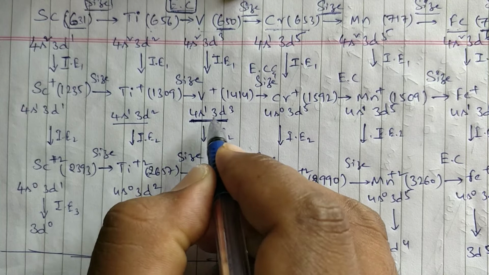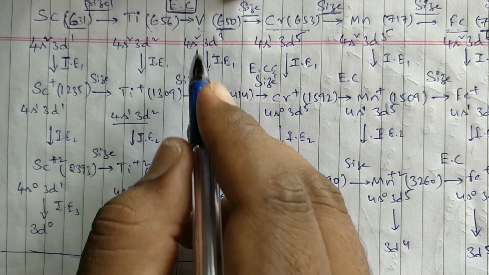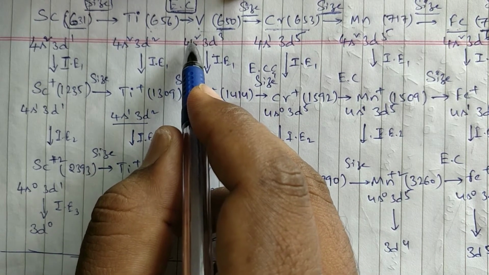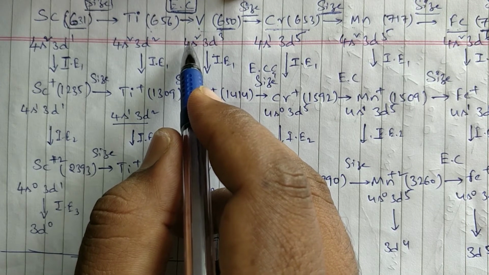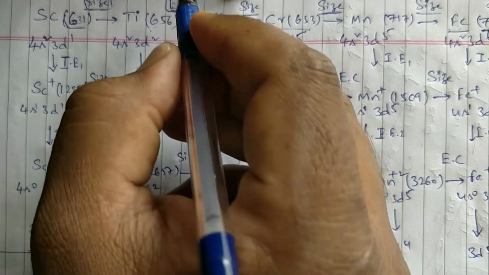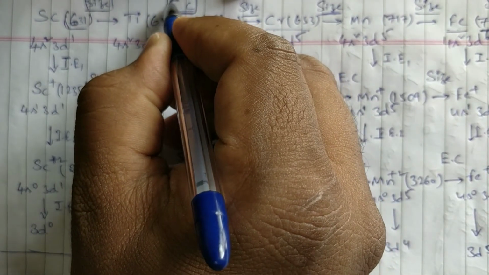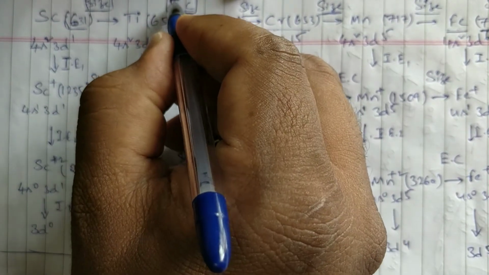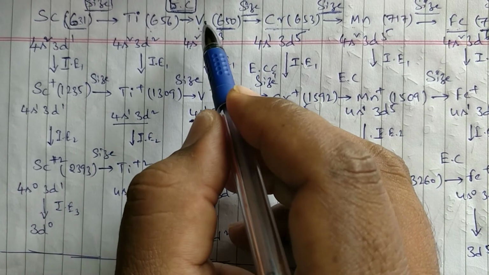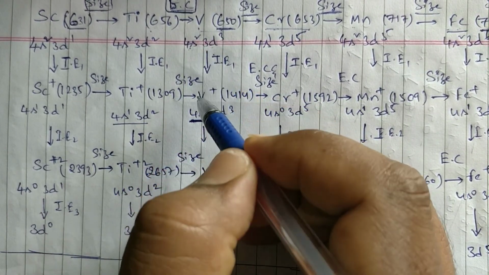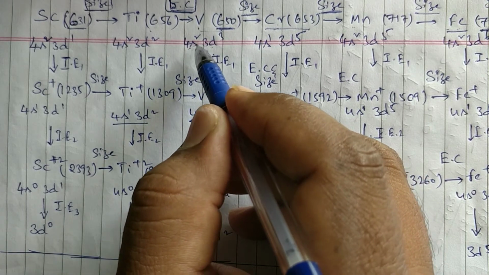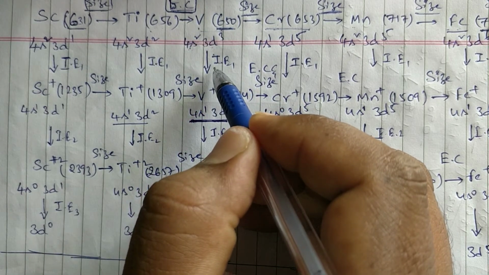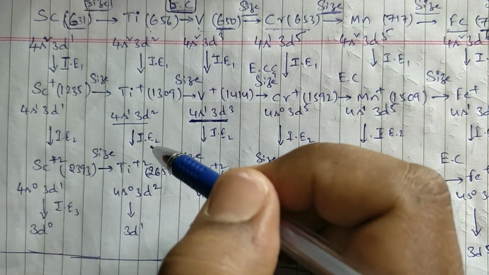Here V is converted to V plus, 4s1 3d3, simply by removing one electron from 4s. Vanadium 4s2 3d3 will become 4s1 3d3 by losing one electron. That's why it will lose the electron easily. That's why IE1 of vanadium is less than IE1 of titanium.